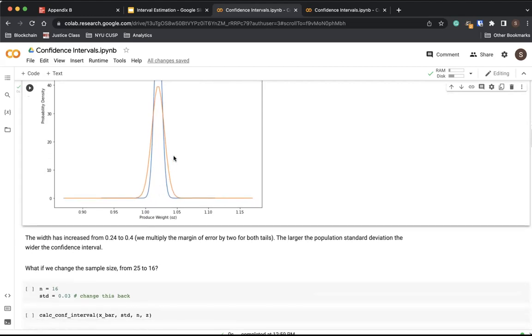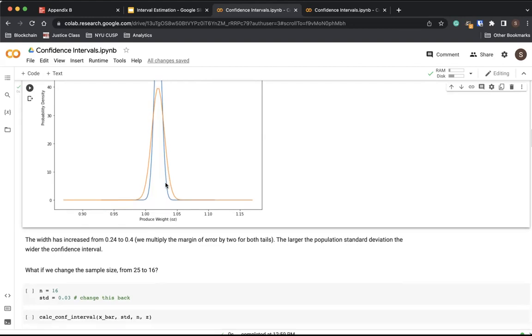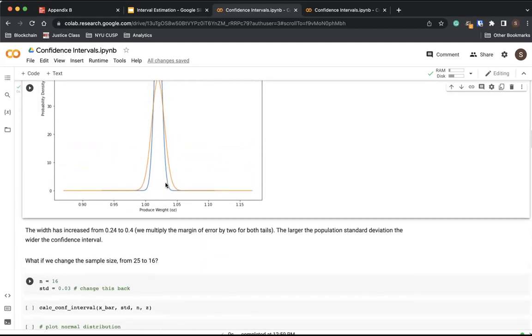So the larger the population standard deviation, the wider the confidence interval. And hopefully that makes intuitive sense. The more variance there is in the observation data point we're looking at, the more variation there'll be in the samples that we derive from it. And that's how this accommodates for that. Any questions regarding that?